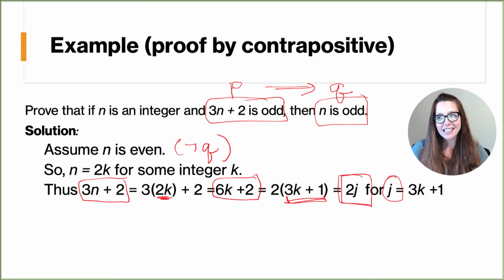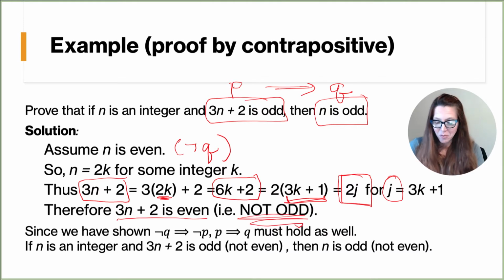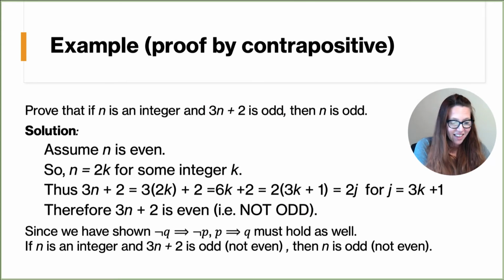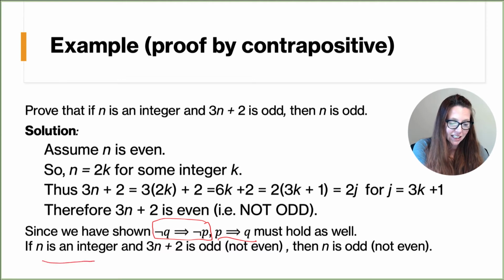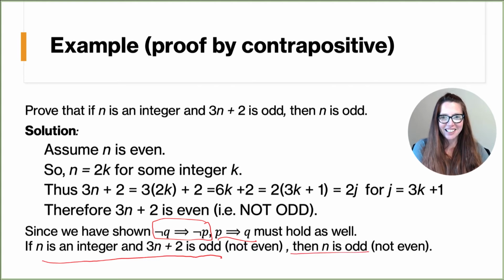But 2j is even. Since we've shown that not Q implies not P, then P implies Q must hold as well. And what that says is, if n is an integer and 3n plus 2 is odd, which is not even, then n is odd, also not even.